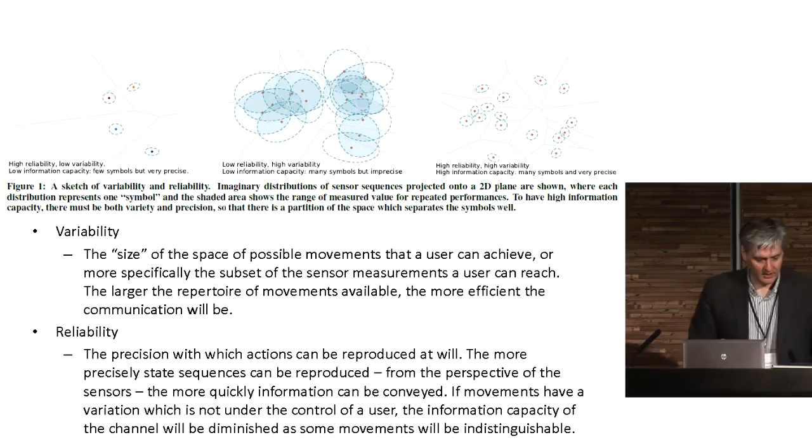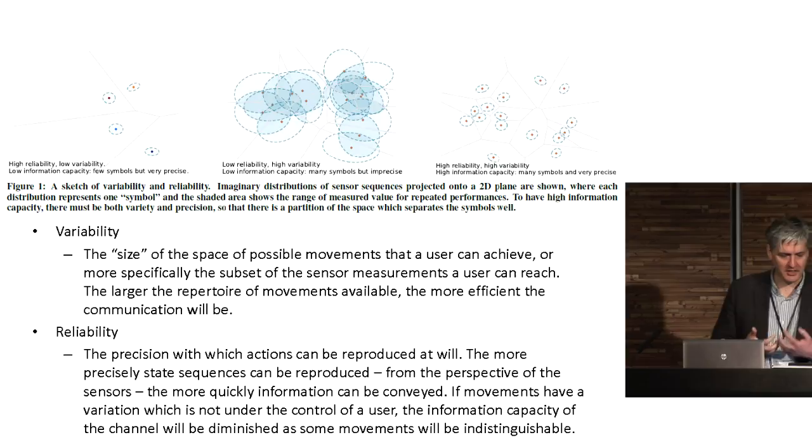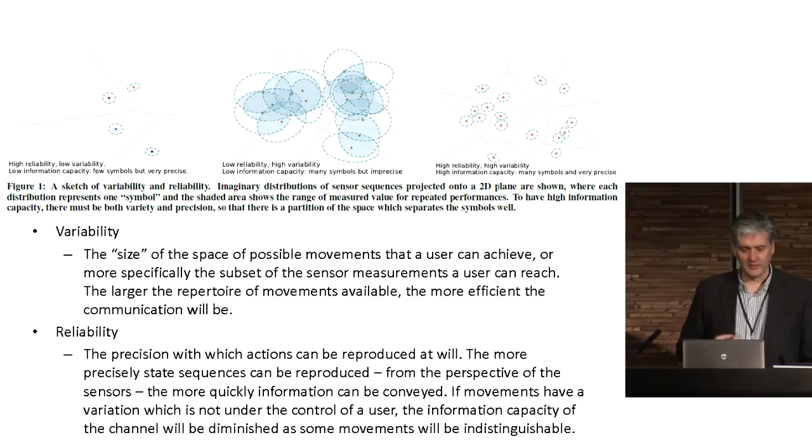Okay. So if you think about a gesture system, you want to have high variability. You'd like to be able to generate many states. So for example, this system here has lots of states, codes that it can generate. This one has fewer. So you would like to have a large range of things that you can generate. You'd like them also to be reliable, because this one also has a large number of states, but the user is less able to generate these reliably, so the overall channel capacity is reduced.